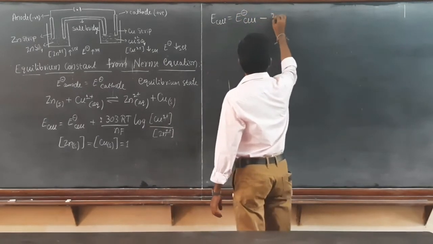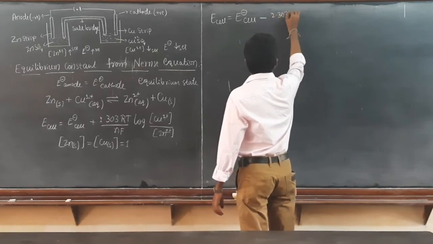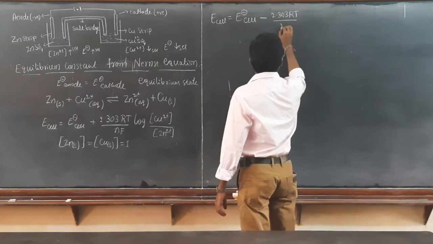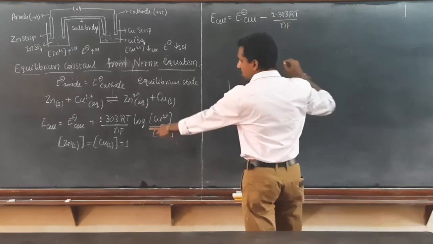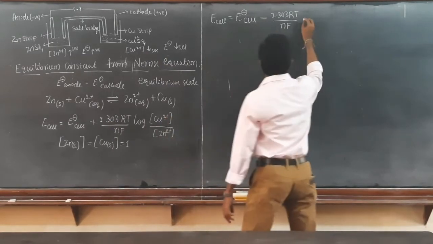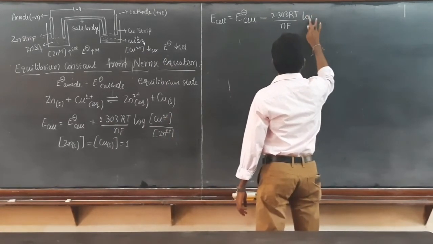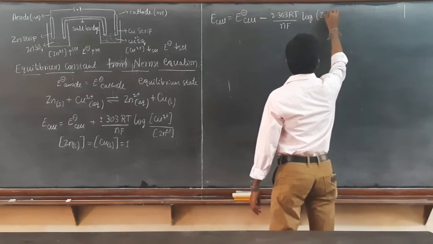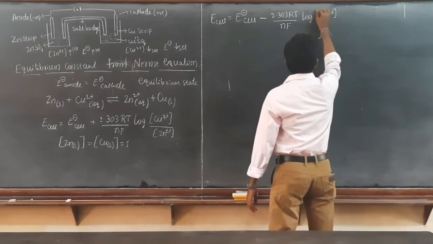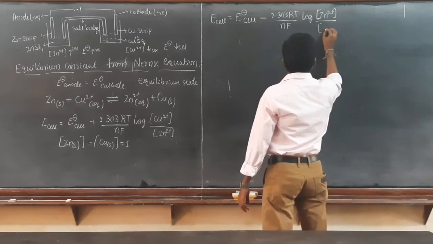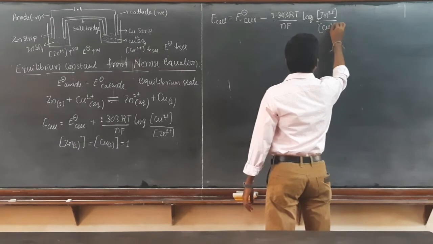The same equation can be written as E cell equals E naught of the cell minus 2.303 RT divided by nF, so here it becomes positive and there it becomes negative; the ratio should be reversed in this case. Log of the concentration of Zn2 plus divided by the concentration of copper 2 plus.